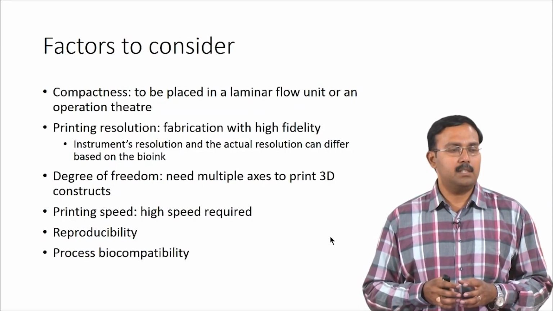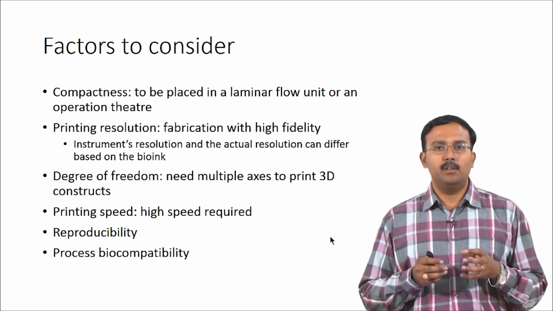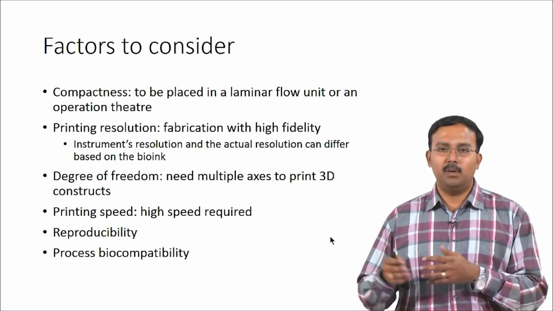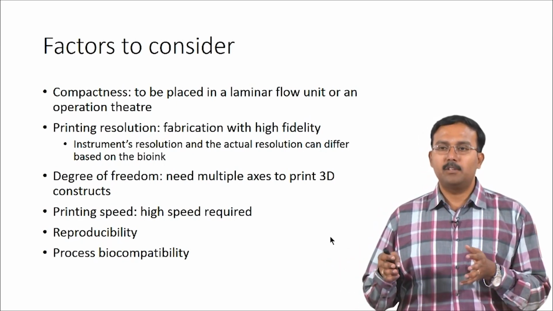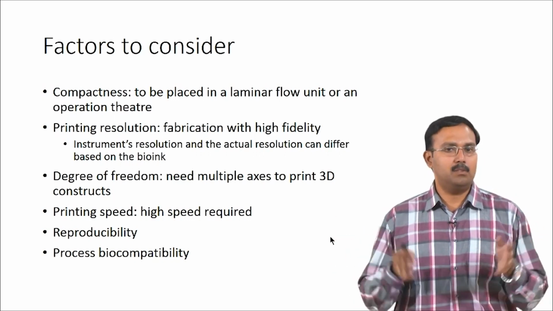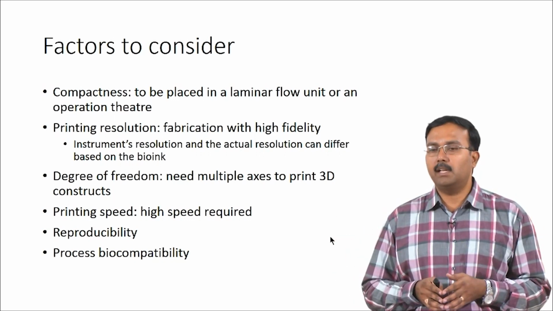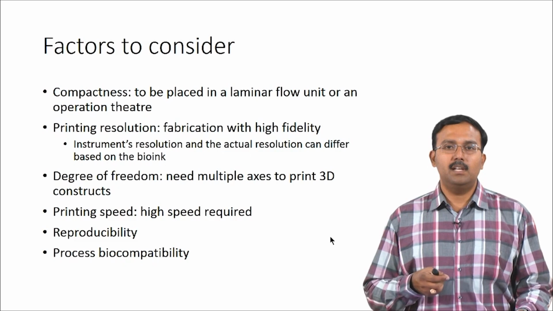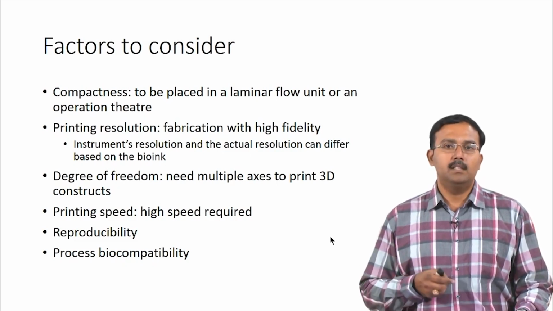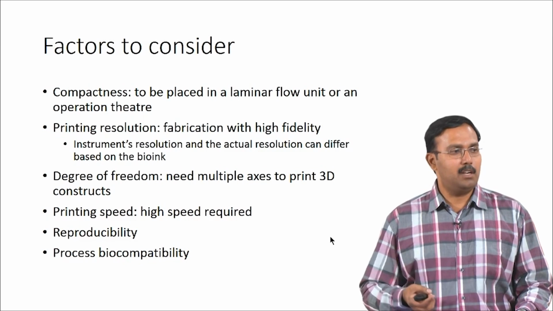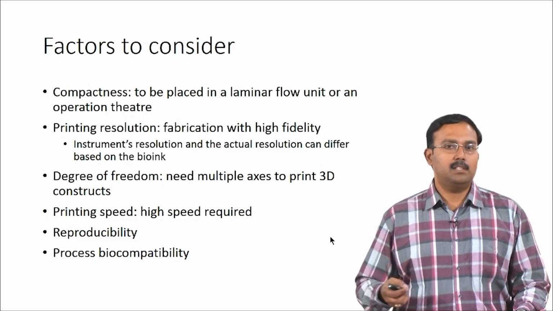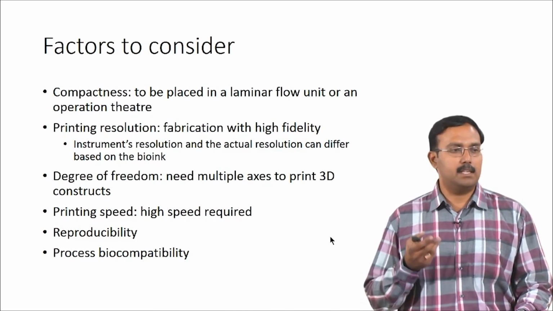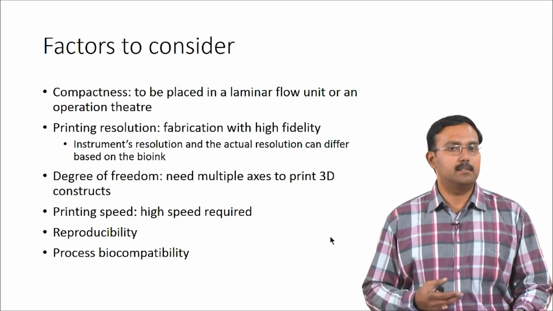So, the factors you need to consider when you are actually printing are that the printer needs to be compact, because you might have to place it inside a lab, or you might want to keep it in an operation theater. So, you would not want something which is too large. That is one aspect which needs to be looked at when you are choosing a printer. And the printing resolution would have to be very good, so that you can fabricate with high fidelity. The instrument's resolution alone does not determine the printing resolution. The actual resolution can be based on the bio ink you use as well. So, you need to take both into consideration when you are talking about the resolution of the printed scaffold.